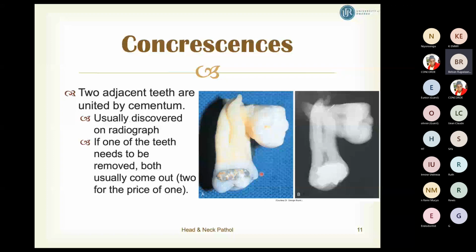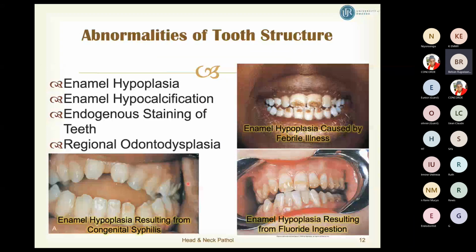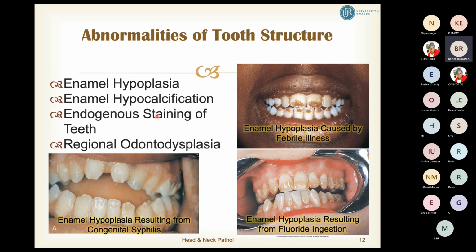So now abnormalities on the tooth structure: there are those who have enamel hypoplasia, where the teeth are small and short and show brownish areas because enamel is not enough. Enamel can be there but be hypocalcified, meaning there is not enough calcium. There is also endogenous staining of the teeth, and regional odontodysplasia and so on.